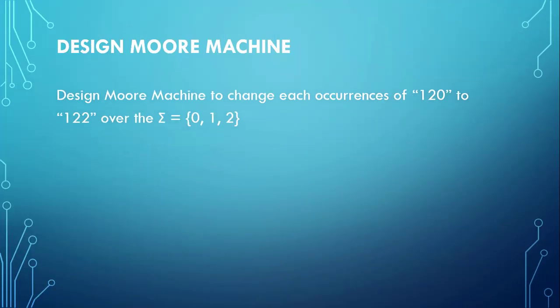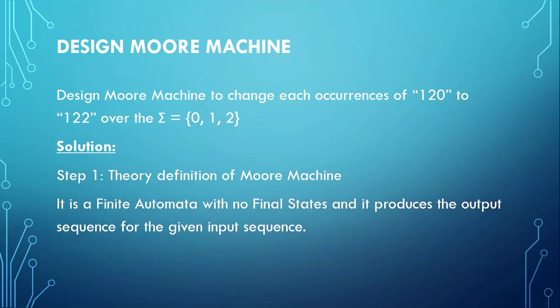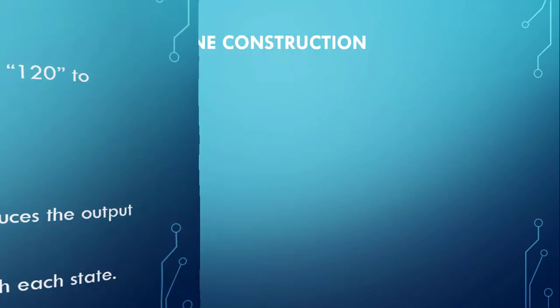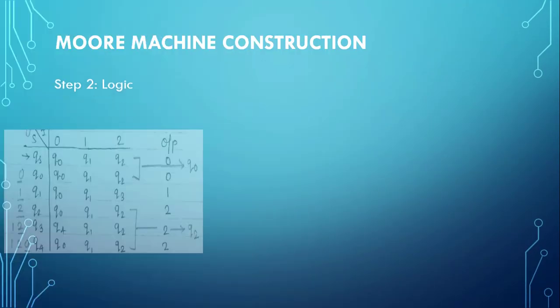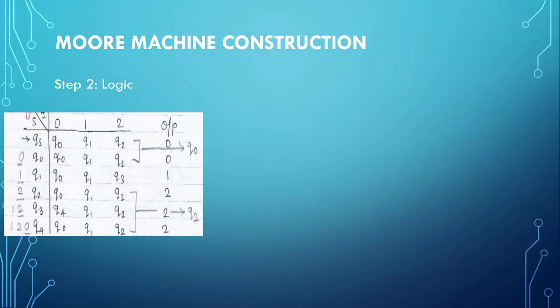Let us see the next question, which we had left in the previous session. Design Moore machine to change each occurrence of 120 to 122. In the solution, step number 1 is theory, that is the definition of Moore machine. In logic, we will again follow the same pattern, that is we will follow the ends-in pattern instead of the contains pattern. So here as soon as it finds 120, it will replace the last bit of 120 with 2.